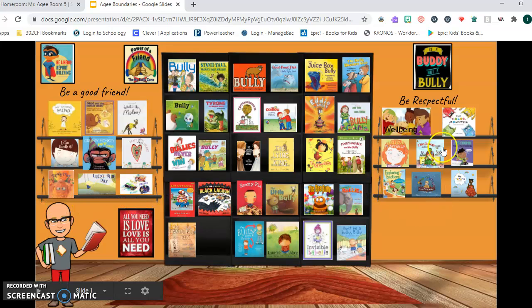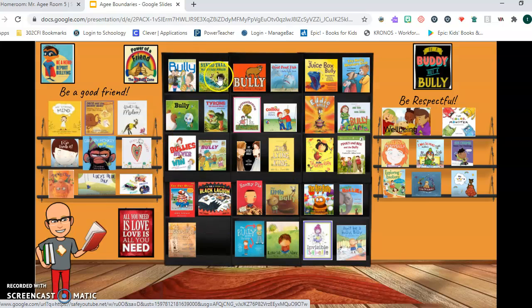And here we have a library that goes along with our first inquiry unit, which we call boundaries. And a lot of the boundaries that we focus on are interpersonal boundaries, boundaries between people.